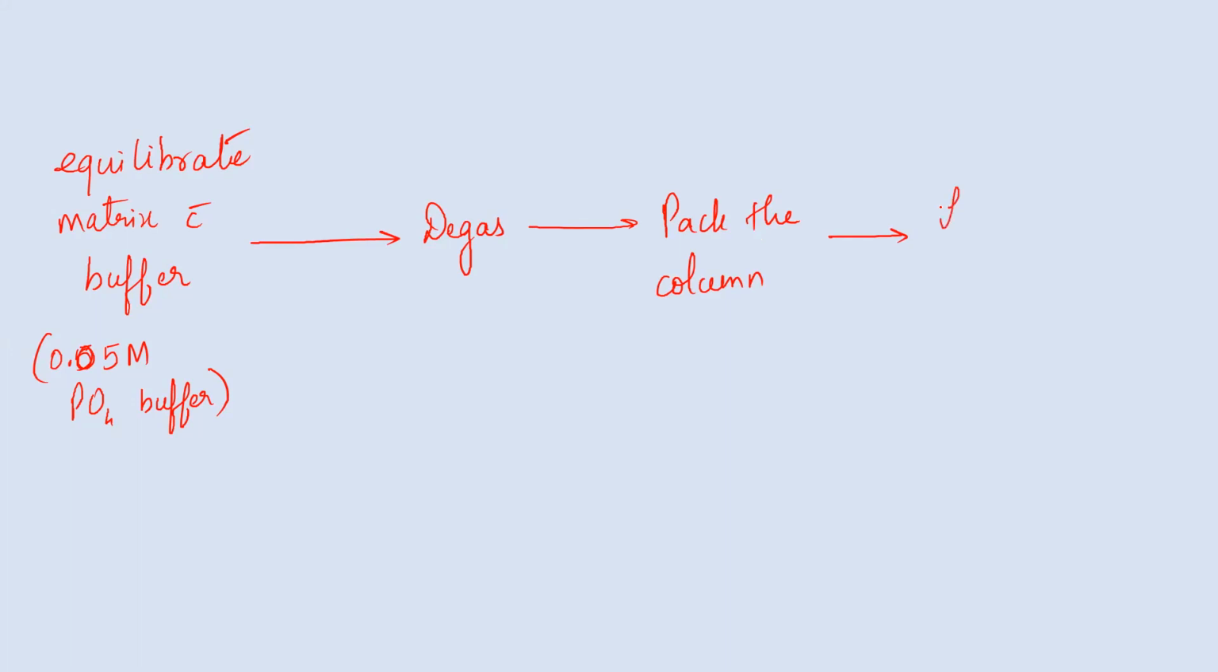So pack the column properly. Now you have to load your sample, load the protein mix. It's a mixture of a lot of other things. After you do that, allow the protein to pass through the column. During the binding process also, you will have to keep on adding buffer. Which buffer are you going to use? Suppose for binding also you realize that 0.05 molar buffer is suitable. When I add this buffer, the pH is optimum and my protein of interest is binding to the matrix.